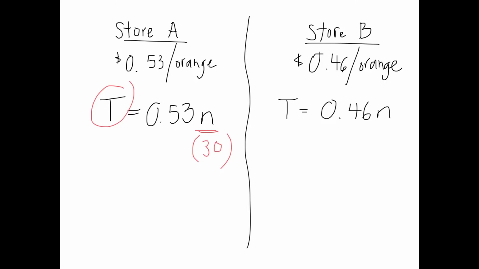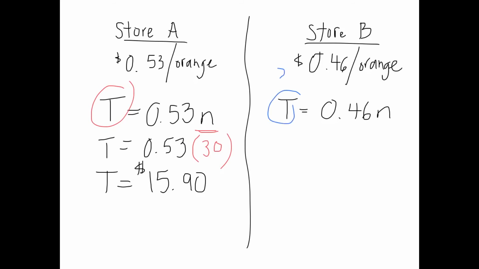So total cost is equal to 0.53 multiplied by 30, since I'm buying 30 oranges. What is the total cost for 30 oranges? Total cost equals $15.90. So from store A, 30 oranges cost $15.90. What about for store B?